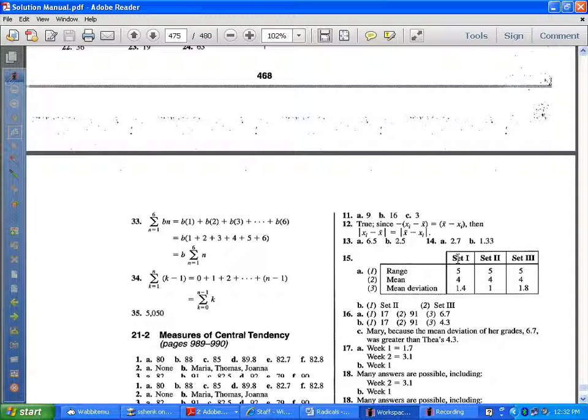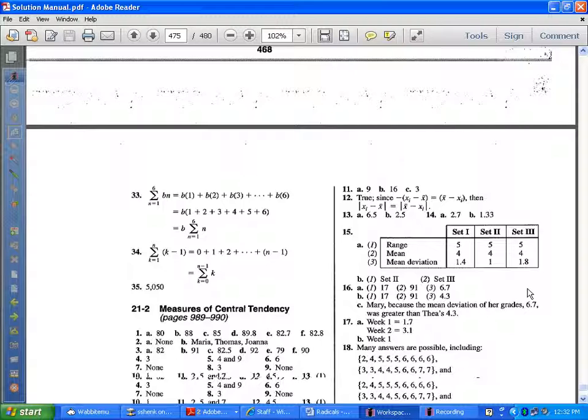15. They gave you 3 sets of data and you needed to find the range, the mean, and the mean deviation for all 3 of them. Well, all 3 of them had a range of 5. All 3 of them had a mean of 4. Set 1 had a mean deviation of 1.4. Set 2 had a mean deviation of 1. Set 3 had a mean deviation of 1.8. Part B, they were asking which set was the most consistent. Well, set 2 was the most consistent. Set 3 was the least consistent.